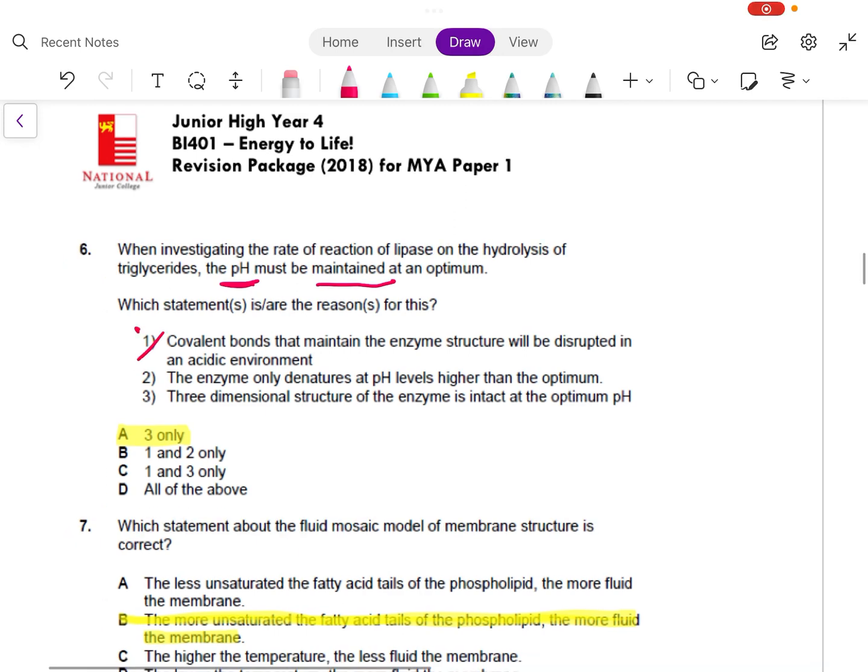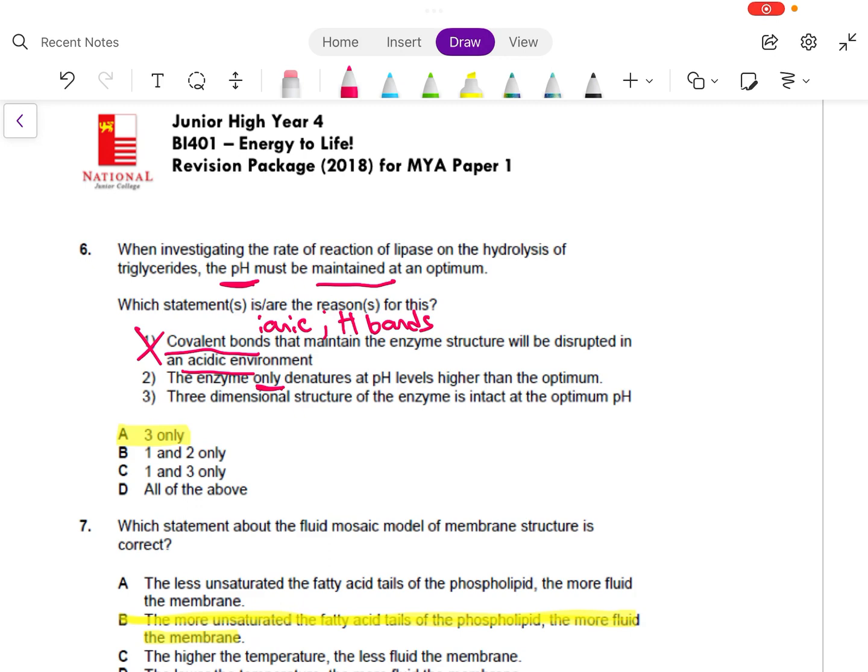First, statement 1 is not correct because they say that covalent bonds that maintain the enzyme structure will be disrupted in an acidic environment. It is not the covalent bonds that are disrupted by extreme pH. It is bonds that require differences in charge that will be affected by pH. For example, ionic bonds are affected by pH, as well as hydrogen bonds. These two are affected by presence of ions.